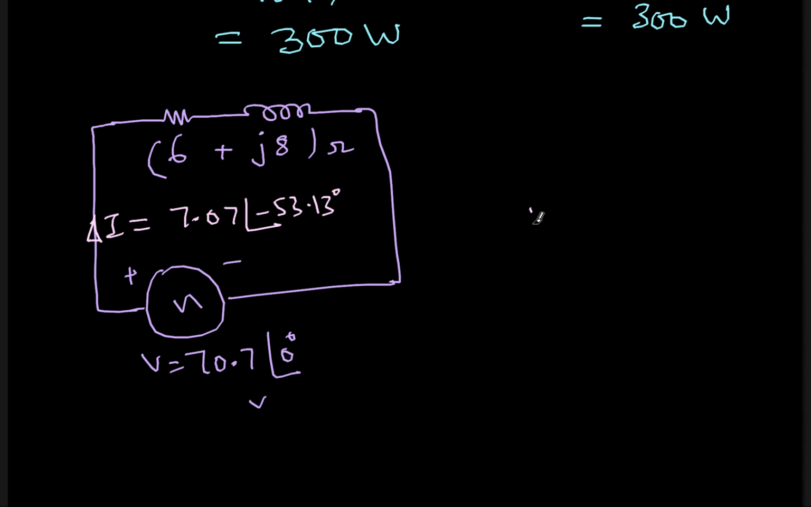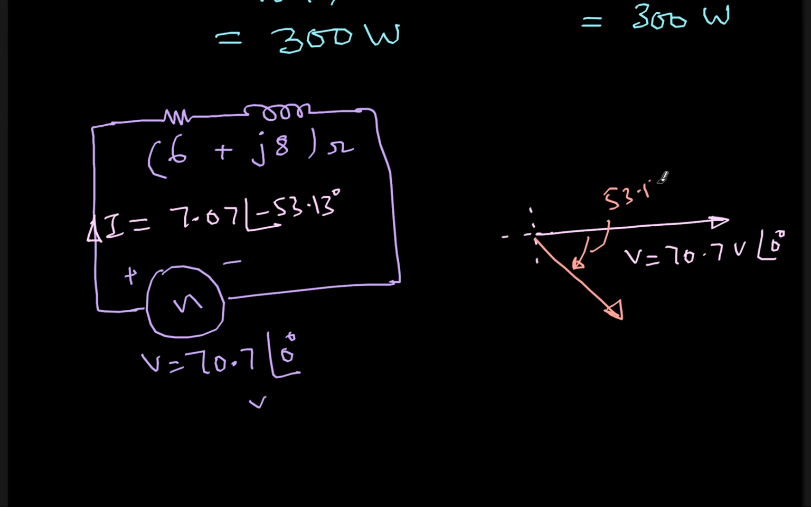And then this total impedance is here. So I show, this is my vector diagram. So I create an x-axis, and this is my voltage magnitude 70.7 volts, and the angle is 0 degrees. Now minus 53 degrees is my current. So I show current below this. So this angle is 53.13 degrees, and this current magnitude is 7.07 at an angle of minus 53.13. So this is in amperes. So this is the vector diagram for the circuit.